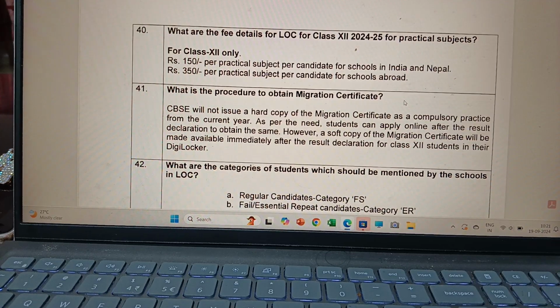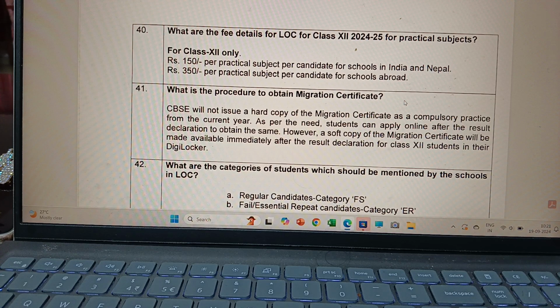Then what are the fee details for LOC for class 12, 2024-25, for practical subjects? This is for class 12 only. It is 150 per practical subject per candidate for schools in India and Nepal, and 350 per practical subject per candidate for schools abroad.